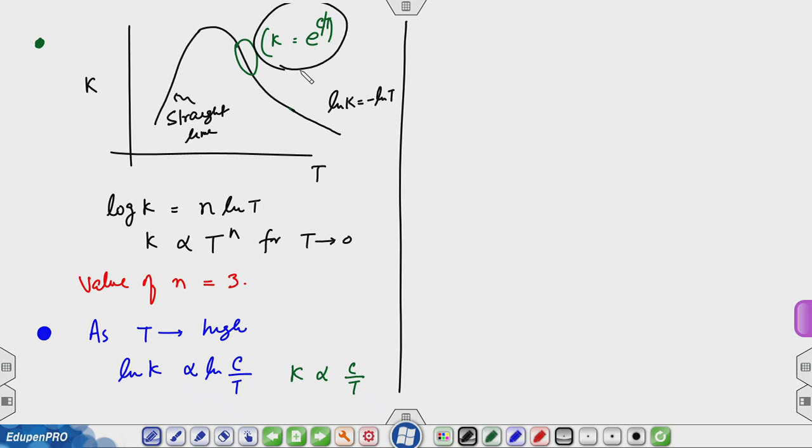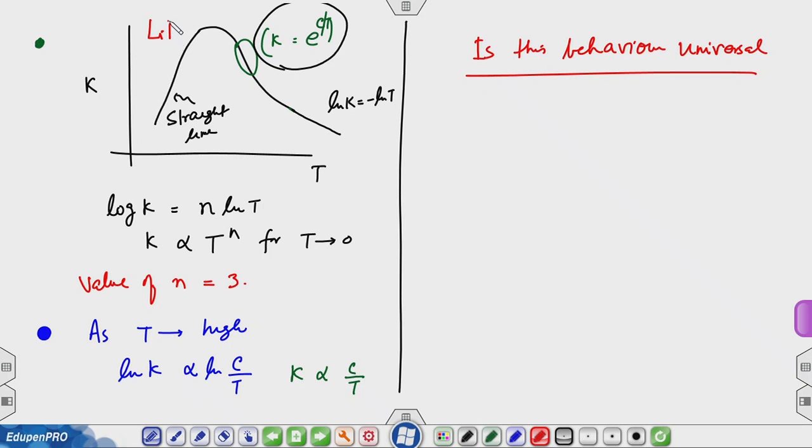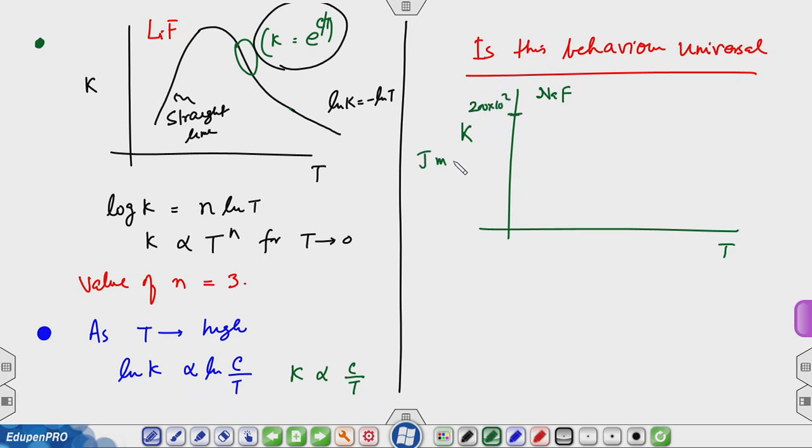Before that, is this behavior universal? Let us ask that question. Is this behavior universal, or are we just seeing it in, this was for LiF. So, if you plot kappa versus T for sodium fluoride, here also highest goes to about 200 times 10 raised to 2 joules per meter per Kelvin. This also shows similar behavior.